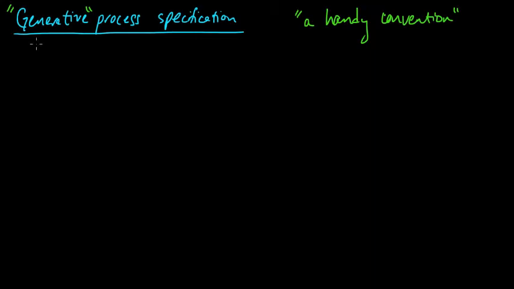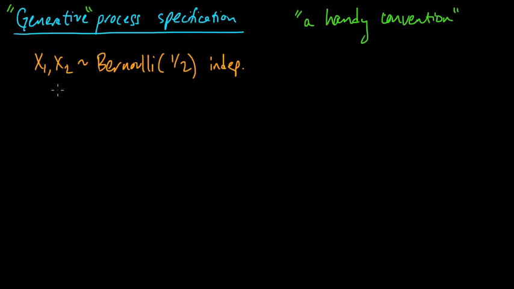So what is this thing? Instead of giving you a formal definition, let me just give you a little example. This will be the generative process for a particular distribution. Let's say x1, x2 are random variables, and maybe they're Bernoulli with probability 1/2 and independent. So I'm giving you the generative process specification for a particular distribution. So this would be x1 and x2.